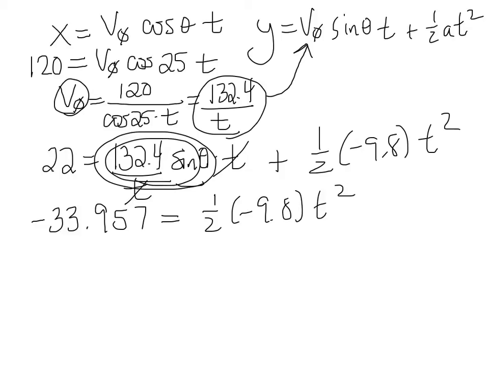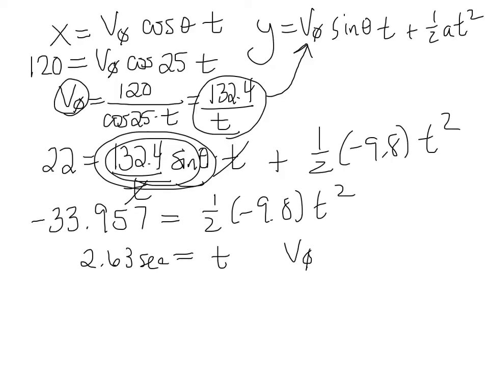So the next thing I want to do is multiply both sides by 2 and divide both sides by negative 9.8, and then take the square root. And when you do that, you should get time is equal to 2.63 seconds. So please verify that for yourself. There's nothing like experience in doing that. All right, so that's the time that it takes to get to this point in the projectile.